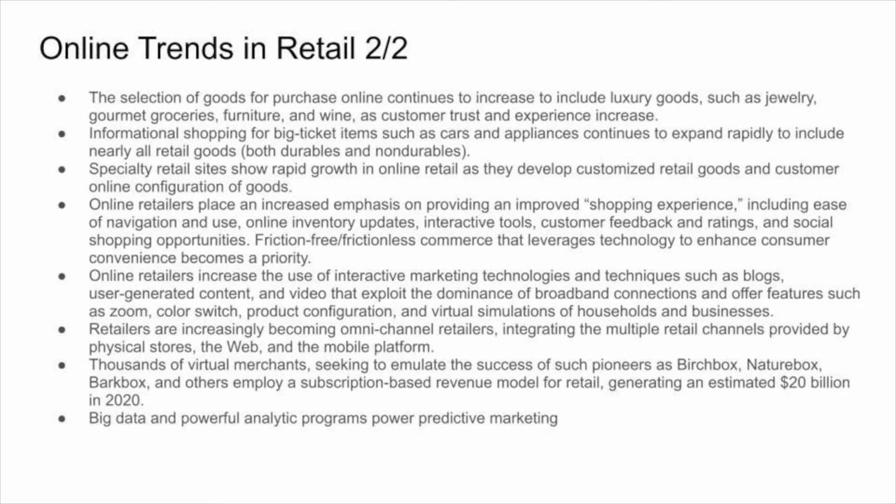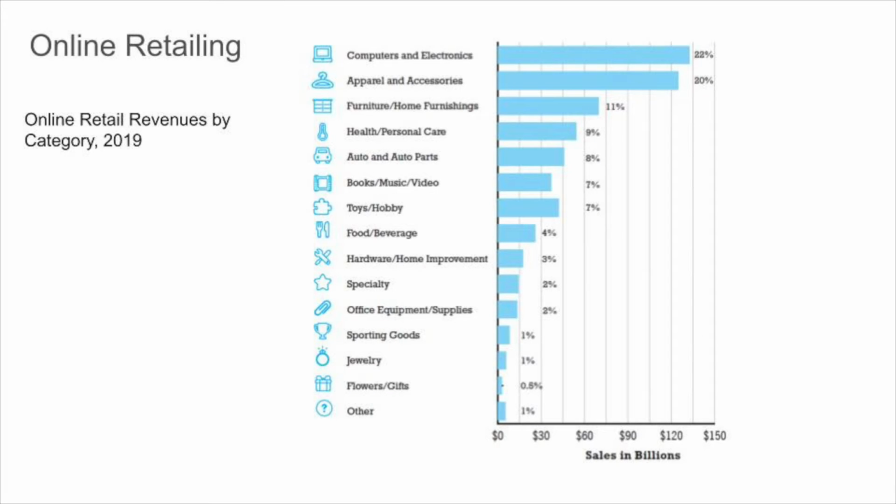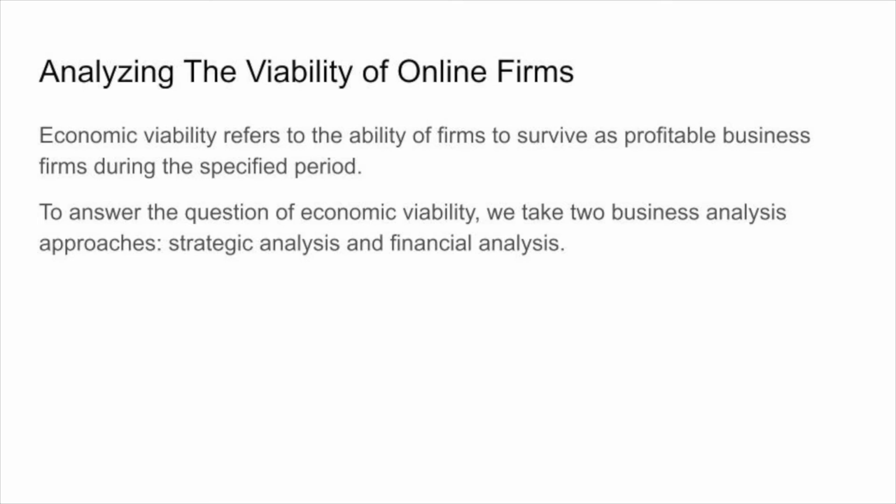We collect thousands of bits of information on people when they go to these websites, and retailers are using this to their advantage. I've included this graphic here to show you what is really being sold online. Computers are way up there, apparel and these sorts of things, but we're seeing other, lesser items growing. Toys, food, these sorts of things are starting to pick up as we move along in terms of the basic timeline. So a lot of research is going into what is required, what's the magic to make a firm viable in an online environment.